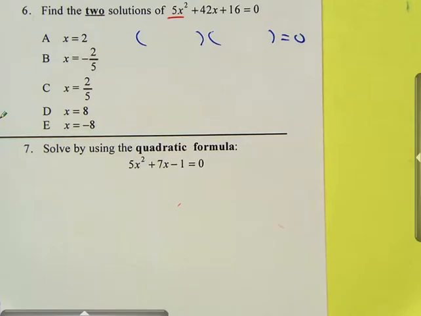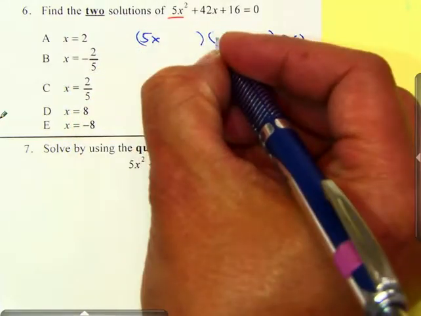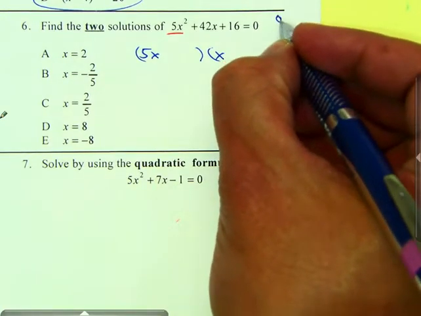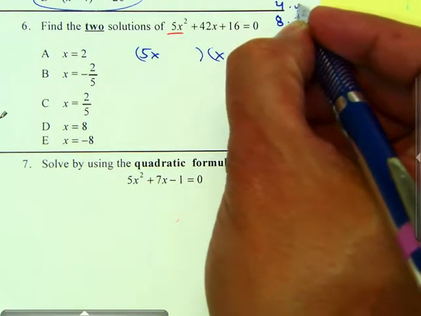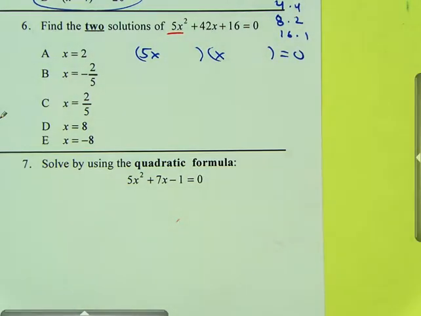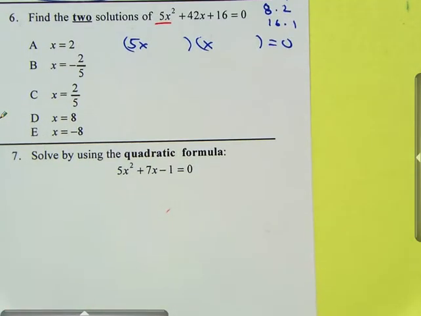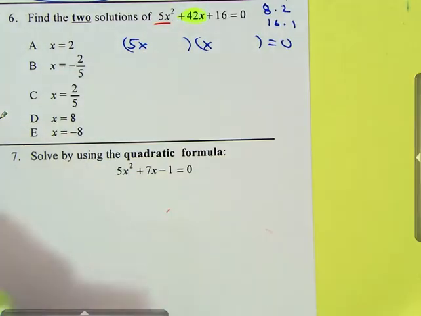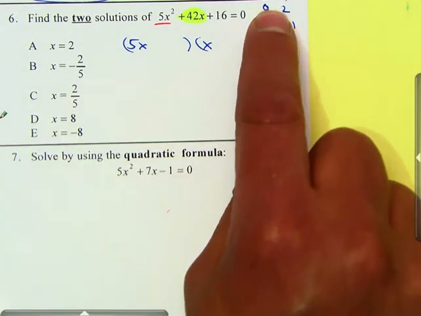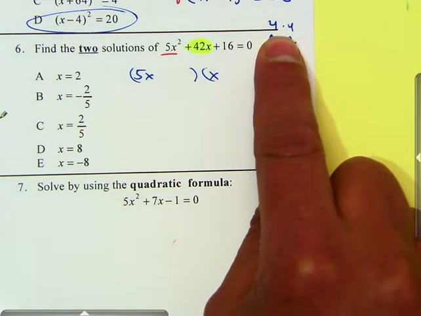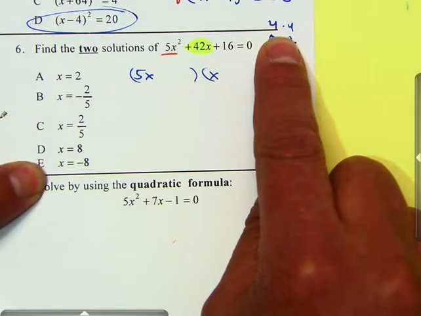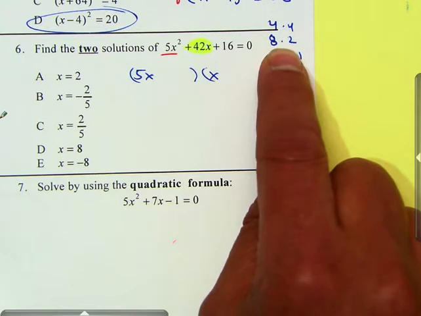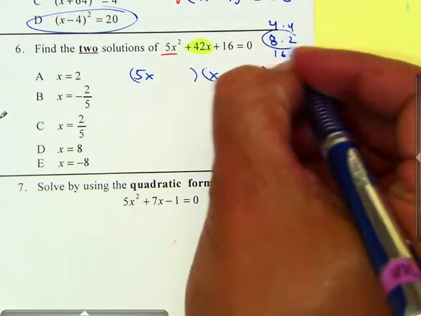The factors of 5x squared will be 5x and x. The factors of 16, I can use 8 and 2, 4 and 4, or 16 and 1. I need to end up with a positive 42. So I can try using the 4 and 4 as the factors. But notice that in your answers, there are no 4s. I see 2s, 5s, and 8. So therefore, most likely it will be this combination here, your 8 and your 2, since your answers have 8 in there.